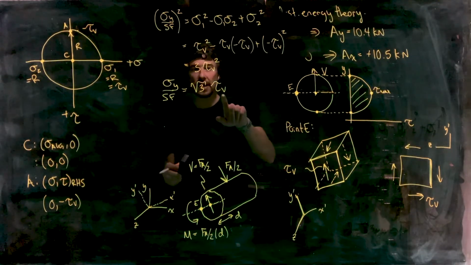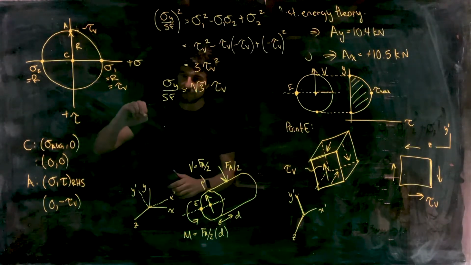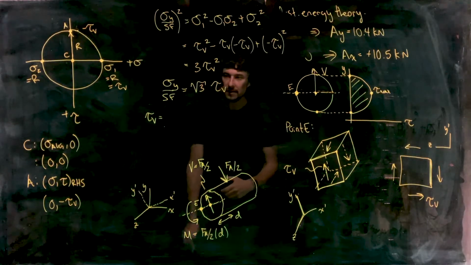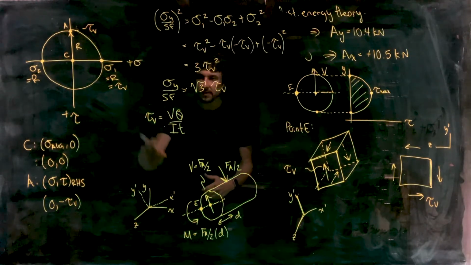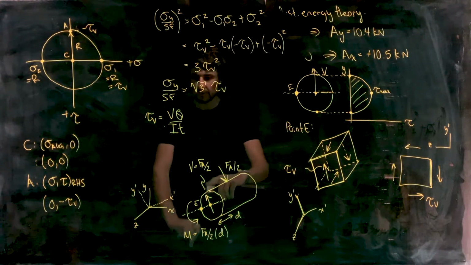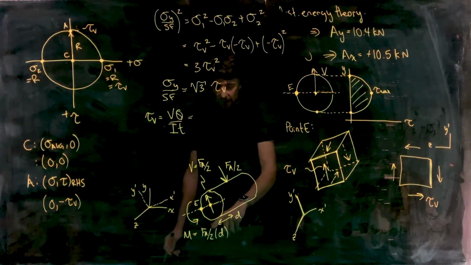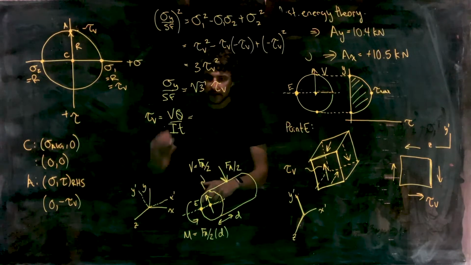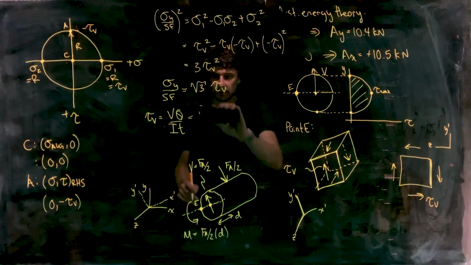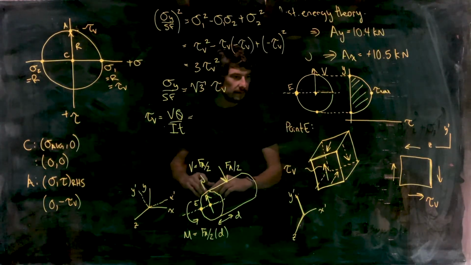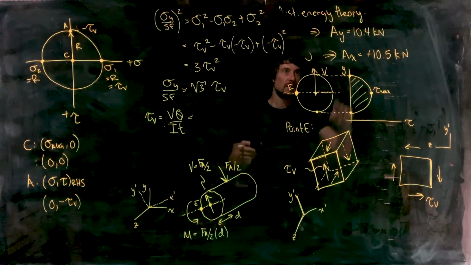So let's write down our expression for what tau v is going to be, and then we'll come back and complete the equation. So tau v is given by what? VQ divided by IT, because this is an internal shear stress that's associated with a bending moment, even though the bending moment's small. And for V, we have got what? V is FA divided by 2 here. So FA divided by 2, and we didn't write down the value for what FA actually was.